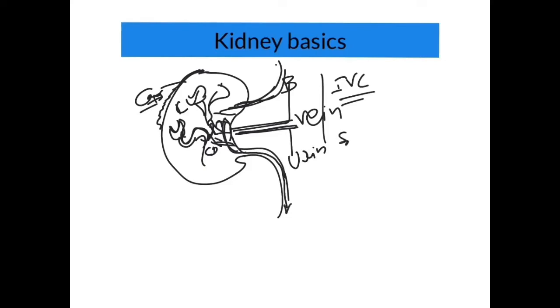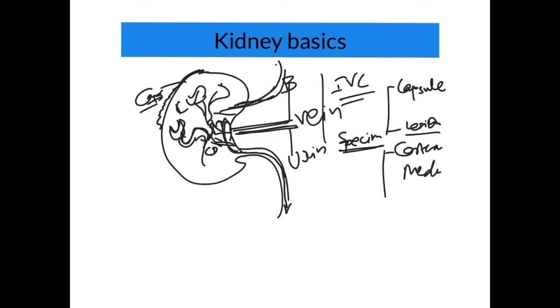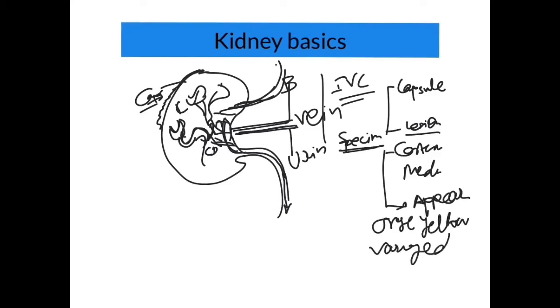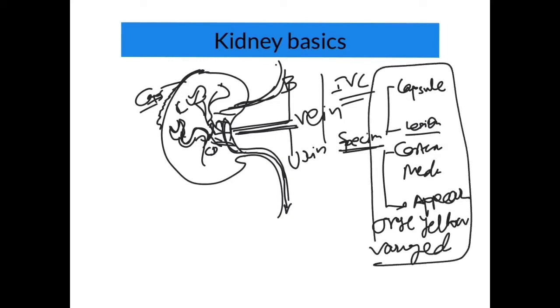So while describing a specimen of the kidney, please remember a few things to be specified. First one is the capsule, whether the capsule is intact or not. Second thing is in which area the lesion is, whether it is in the cortex area or in the medullary area. And the third thing is whether the tumor is showing any specific appearance, for example any orange color or yellow color or variegated appearance. So you should remember these three things when describing or talking about any lesion of the kidney.